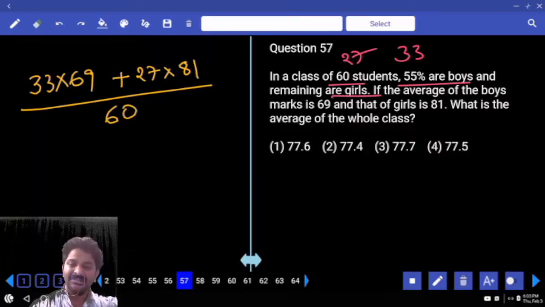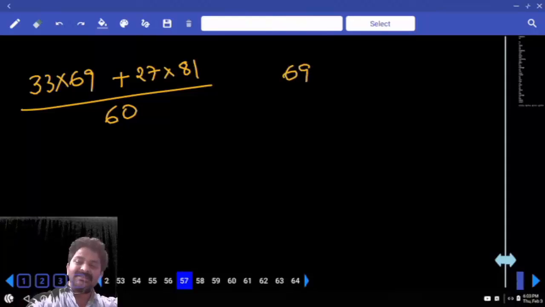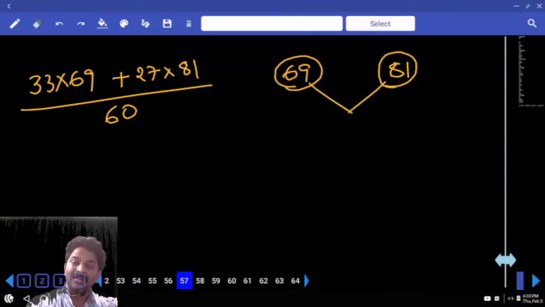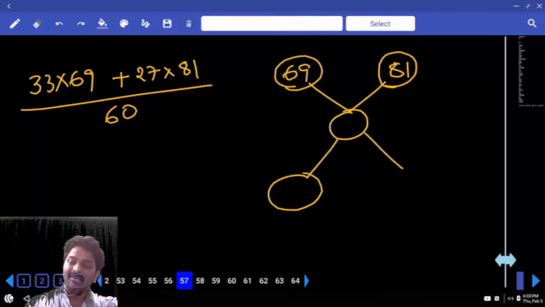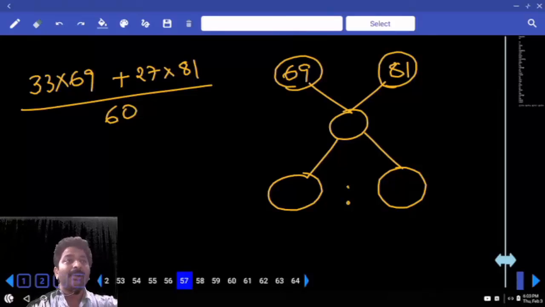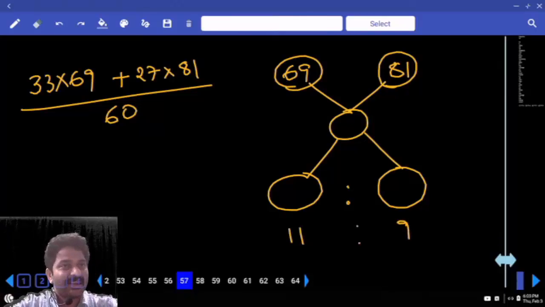But I don't recommend this. Boys' average is 69, girls' average is 81. Together they give the class average, correct? So when you calculate allegation, you will get the ratio between boys and girls only. What percent are boys? 55. And girls? 45. Cancellation: 11 times, 9 times. So 11:9 is the ratio between boys and girls. Agreed? So total boys and girls in terms of parts is 20.